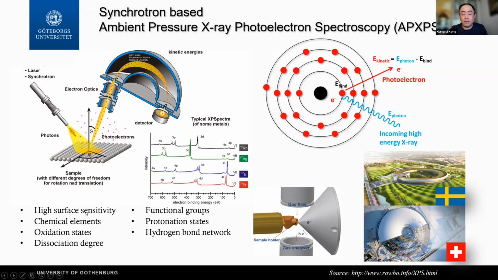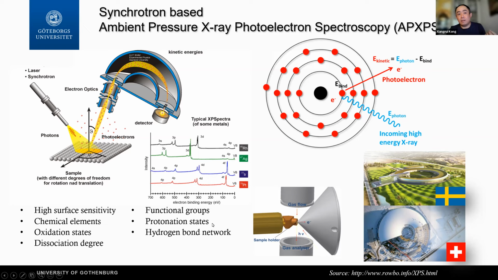First of all, this method is highly surface sensitive because electrons only have very short attenuation lengths. They don't come from deep in the sample. We can only see the electrons from the surface. And from the binding energy of the electrons, we can know what element it is. We also can know the oxidation state of the elements, whether or not it's dissociated, and also different functional groups and protonation states.